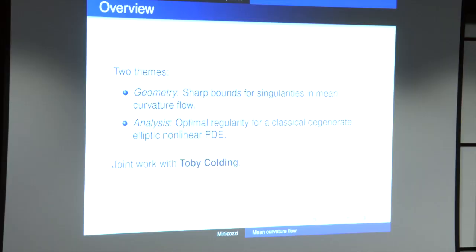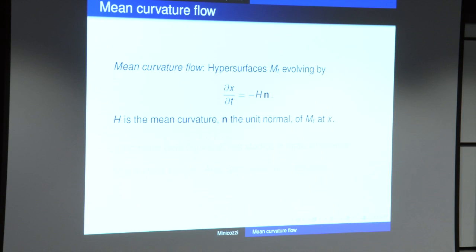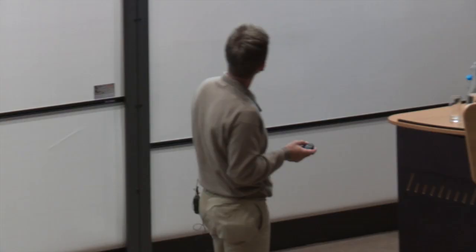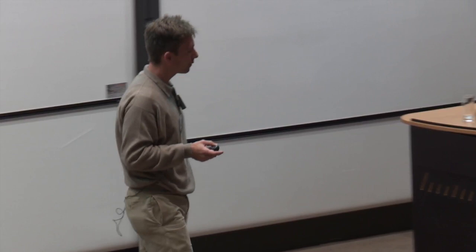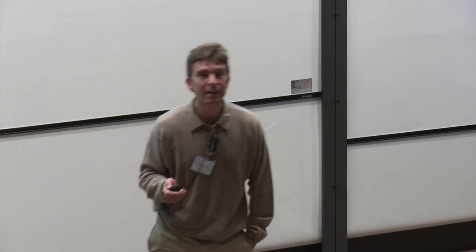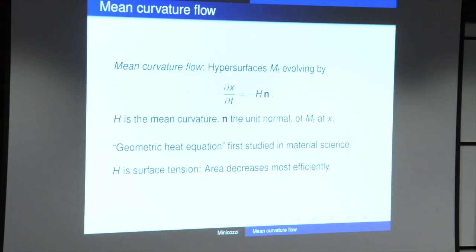So let me just remind you what mean curvature flow is. In this setting, we have a family of hypersurfaces, M_t, that's evolving by this differential equation. At each point and each time, the point is moving in the normal direction with speed given by the mean curvature. So the mean curvature is the force from surface tension. This hypersurface is pulling itself taut. Something that would be static or not moving for this is if the mean curvature is zero, that's a minimal surface. That would be something that was in equilibrium for surface tension. So as the surface tension pulls it tight, the area decreases under the flow.